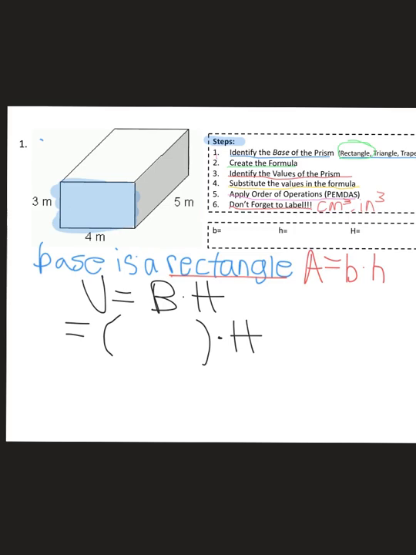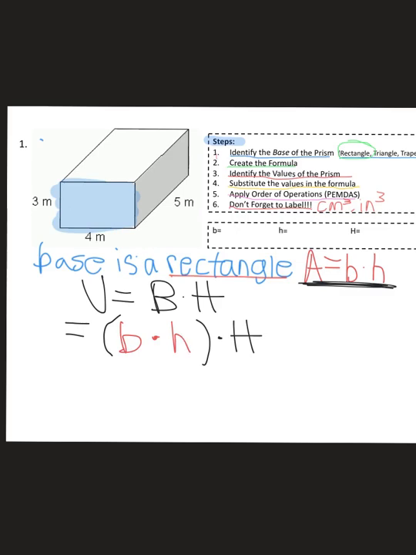So now we need to create our formula. So we have volume equals big B. Well, we said big B is the area of the base. So the area of our base is base times height. So instead of putting the big B, I'm going to put little b times h.